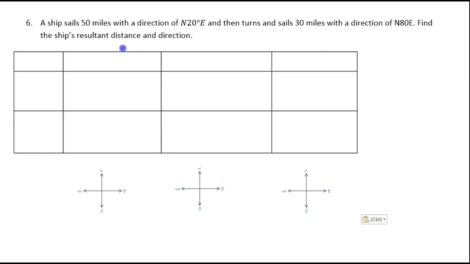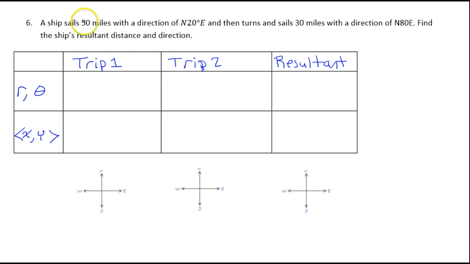Now, this is a displacement problem, which means that we have two short trips, which I will call trip 1 and trip 2, that combine to form the overall trip, which I will call the resultant. In the first row, I will record the magnitude and direction of each trip, and in the final row, I will convert to component form with the horizontal component and the vertical component. So, magnitude and direction of trip 1 and trip 2.